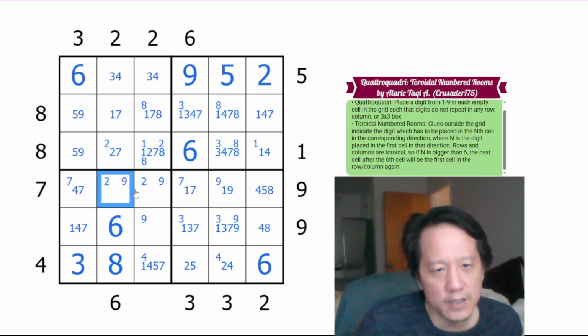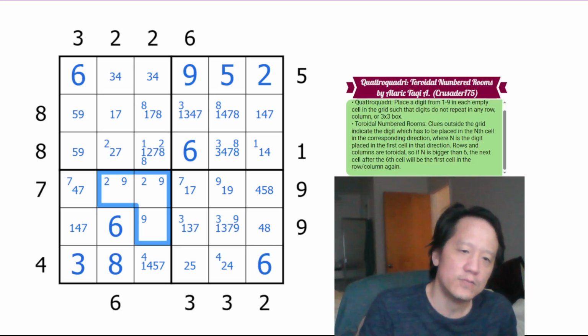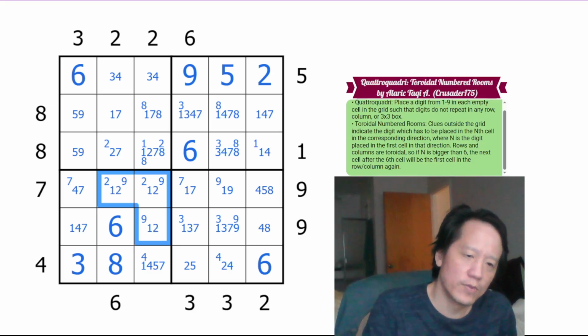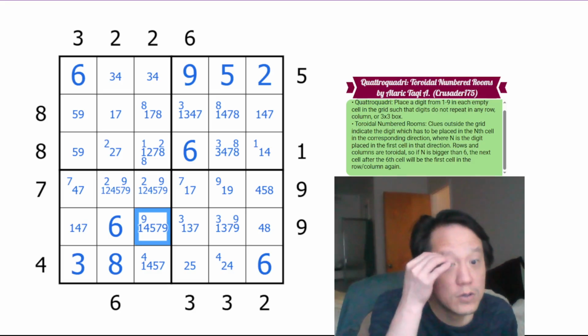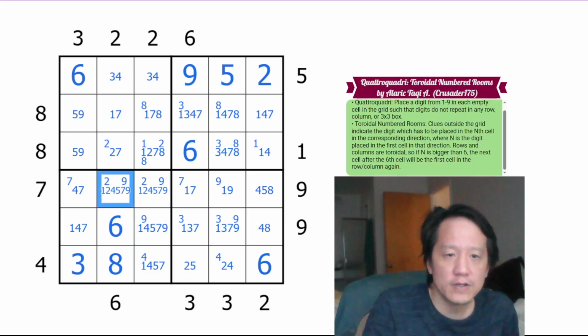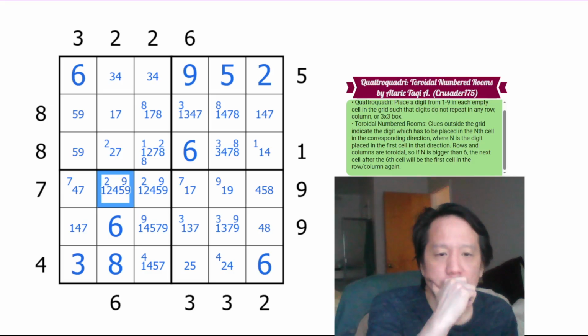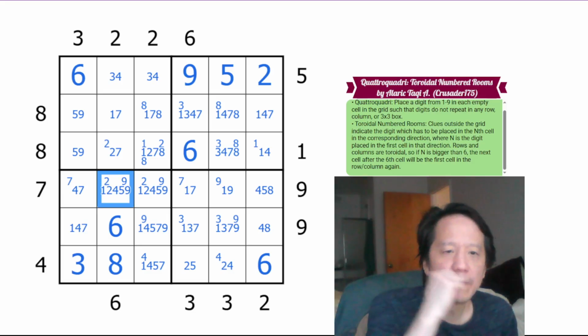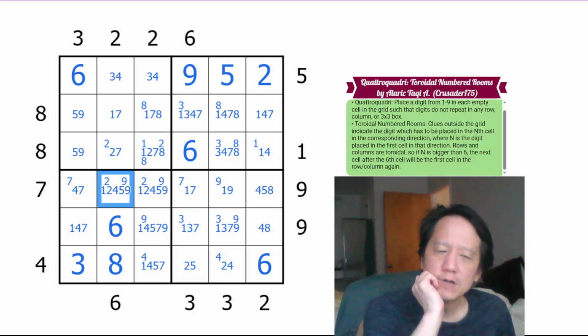Remaining digits in this box 3, I guess, would be 1, 2, no 3, 4, 5, 7, 9. 9 could be any of those. 2 cannot be here. 7 cannot be any of these two. Okay.